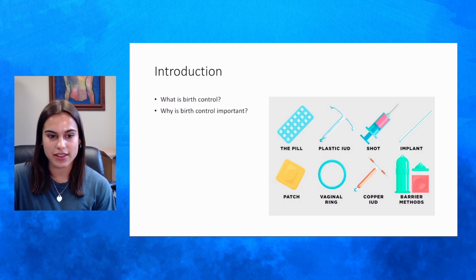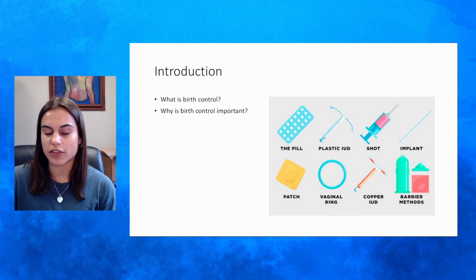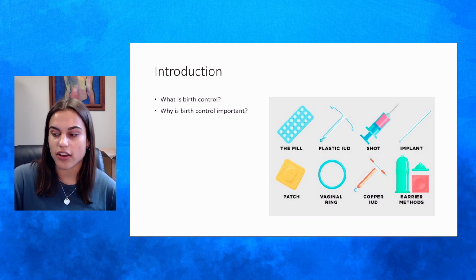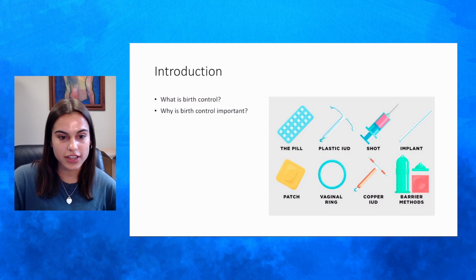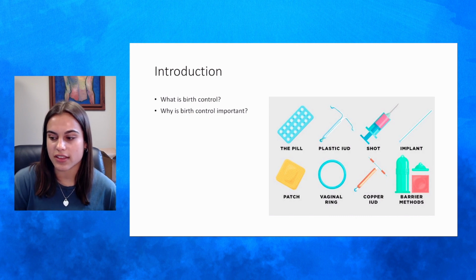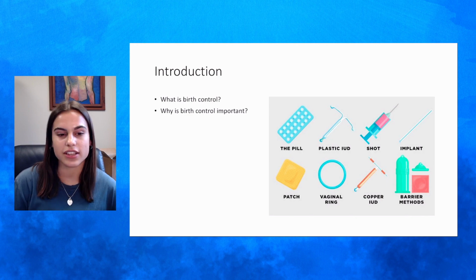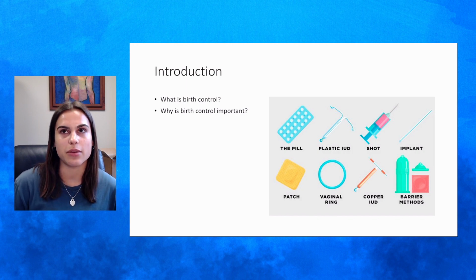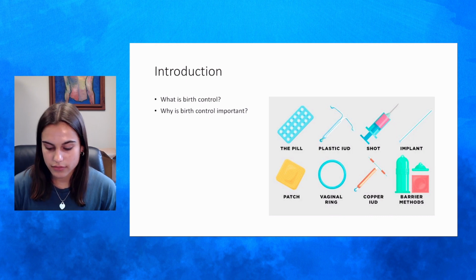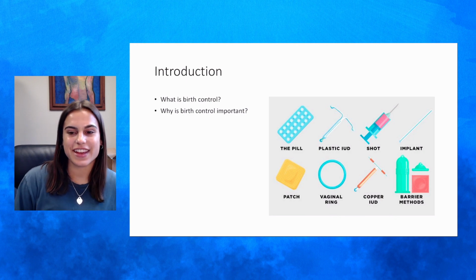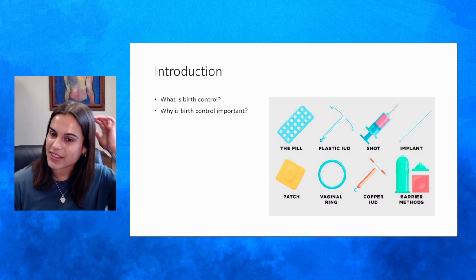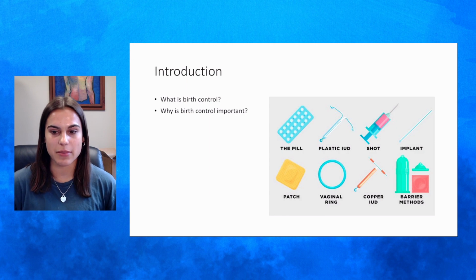It's also important because it gives women control over their reproductive health, and then it is also used to manage medical conditions. An example of this is endometriosis, which is a disease where tissue similar to the lining of the uterus actually grows outside of the uterus. And it's also used to help with menstrual cramps or irregular menstruation. So on this slide, it shows a bunch of different methods of birth control, but the one that I'll be talking about is the pill.